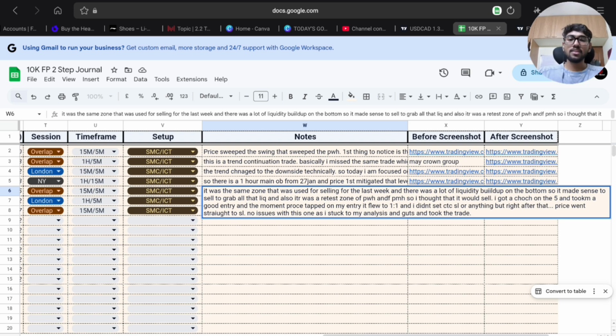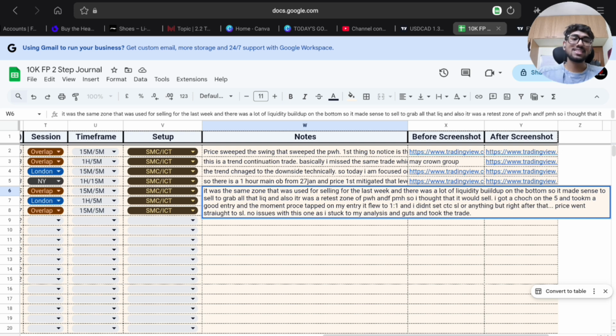Anyways, so it was the same zone that I was using for selling for the entire last week. And there was a lot of liquidity buildup on the bottom because I think price went down and then came back up into that zone. So there should be a lot of liquidity on the bottom to be collected. So it made sense to sell to grab all that liquidity. And it was also the retest zone of the previous week high and the previous month high, which is a very good price action level if you guys didn't already know.